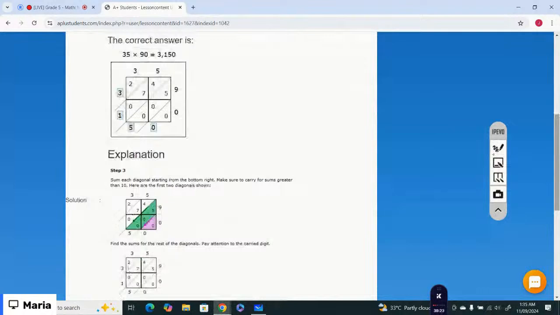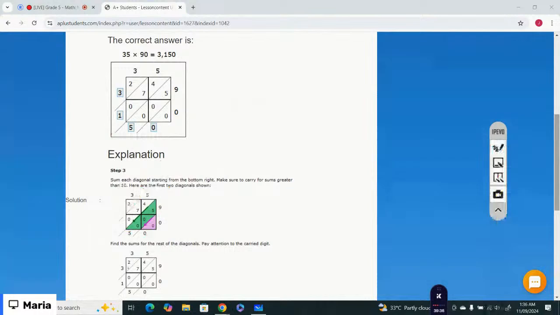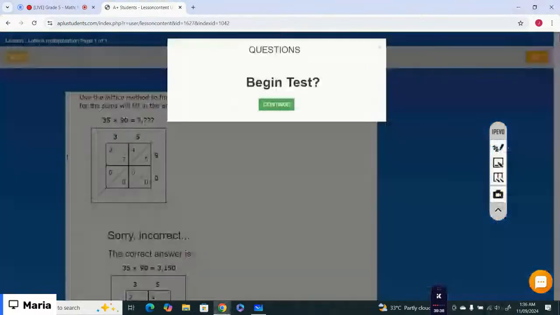So the answer is you need to write the answer like this. Start from here, 3150. So the answer is 3150. Got it? Okay, you can have a look at the tutorial by yourself. They are already solved. Let's just start with the test questions.